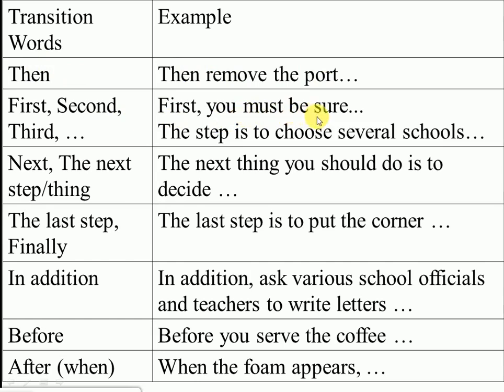For example, first you must be sure, the first step is to choose a school. The next thing you should do is to decide. The last step is to put the corner. In addition, ask the school officials and teachers to write letters. This is just an example. Before, you can say, before you serve the office, and so on. When a form appears. Okay, these are samples of the transitional words that are used in the process analysis paragraph.